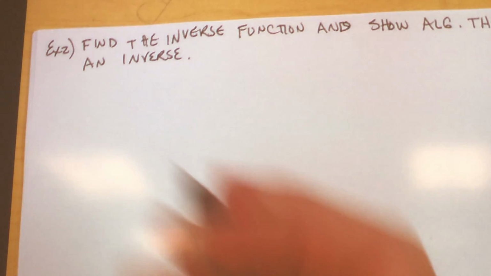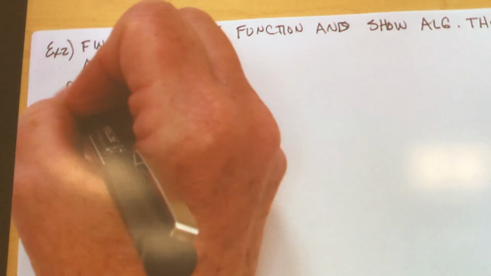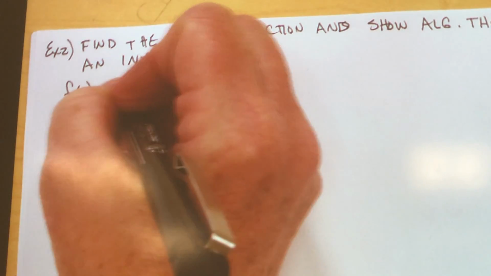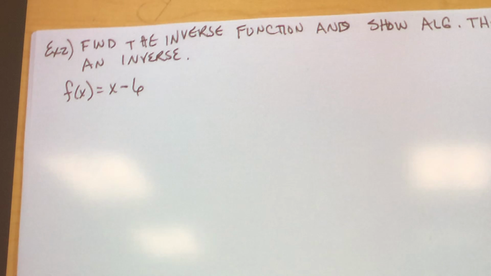Okay, so I'm going to give you the function. F of x is equal to x minus 6. That's my function. So first thing we're going to do is find its inverse. What did I tell you was the first thing you need to check? It has exactly one Y. No, I don't know. 1 to 1.